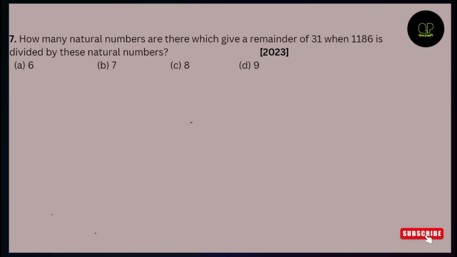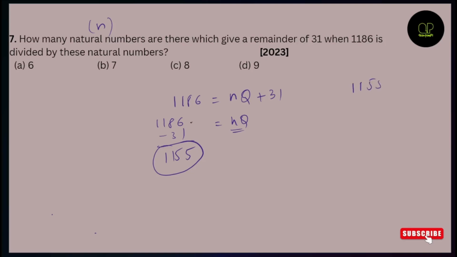So this question says the remainder is 31 when 1186 is divided by the natural number. So let the natural number be n. You are dividing 1186 by n. So 1186 is your dividend: n into some quotient plus the remainder 31. So n into the quotient will be 1186 minus 31, which will give you 1155. So your number would be a factor of 1155. So you should find all the factors of 1155.